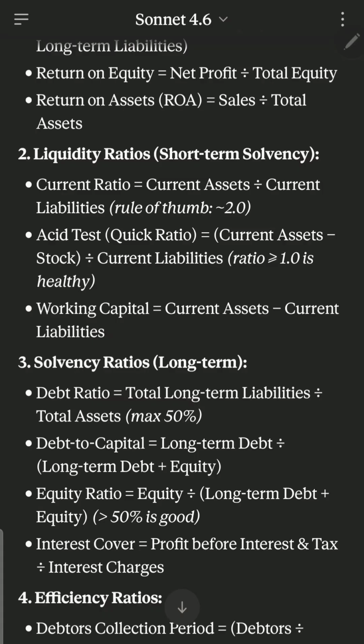Then for working capital, not a ratio. What is working capital? The difference between current assets and current liabilities. So working capital is current assets minus current liabilities.